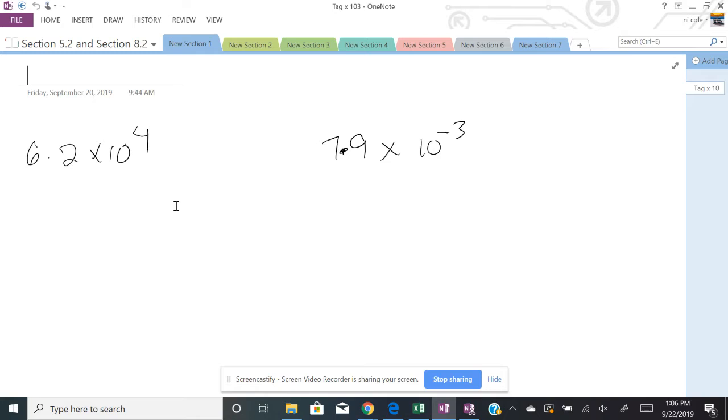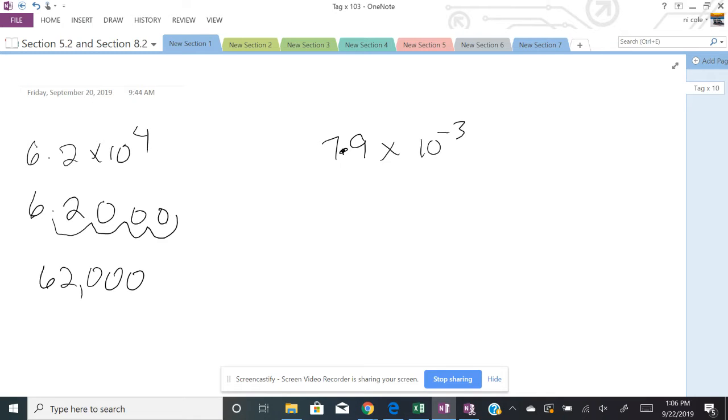So with 6.2 times 10 to the 4, you're going to take your 6.2 and move that decimal 1, 2, 3, 4 places, and add the zeros for each of those. So your answer would be 62,000.